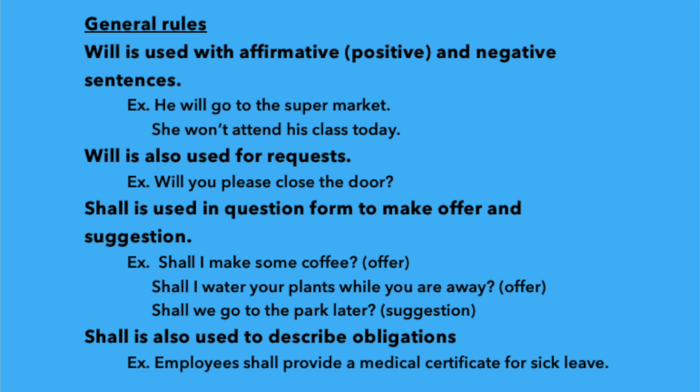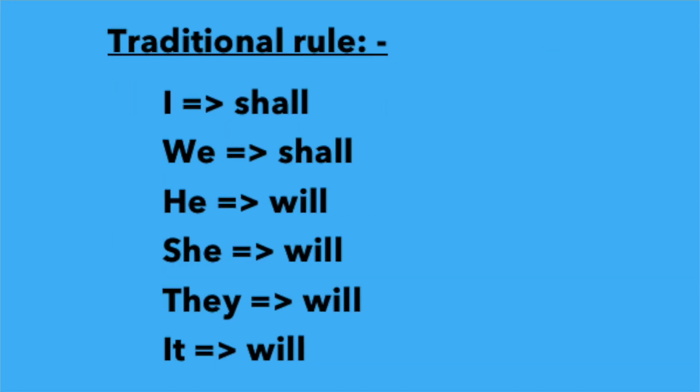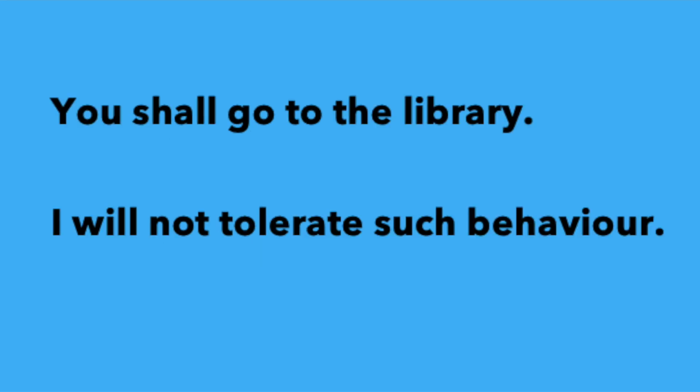Then the traditional rule is that shall is used with the first person pronouns I and we, while will is used with second and third person, like you, she, he, it, they. But however, when it comes to expressing a strong determination to do something, the roles are reversed. Will is used with the first person and shall with the second and third. For example, you shall go to the library. I will not tolerate such behavior.